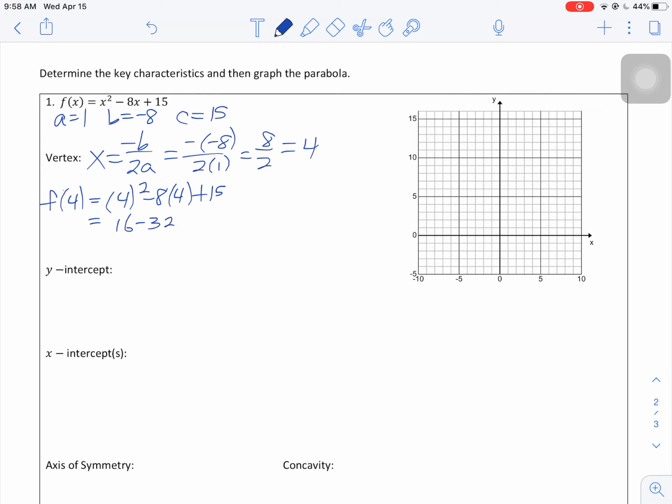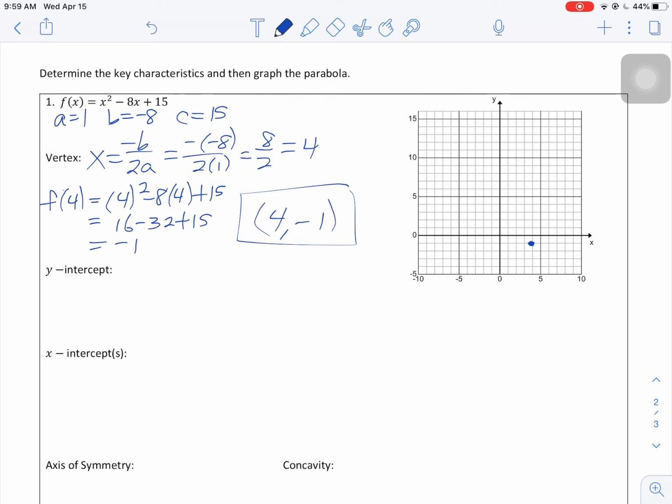Negative 8 times 4 is negative 32 plus 15. 16 minus 32 is negative 16. And then plus 15 is negative 1. And then make sure we write our answer as an ordered pair. And let's go ahead and plot that right away. So 4 over, 1 down. There's my vertex at 4, negative 1.